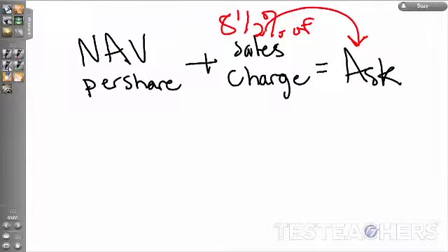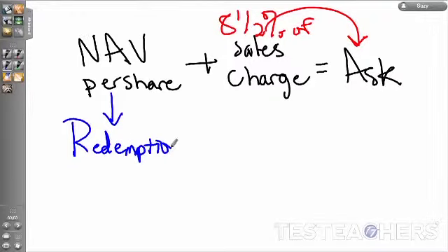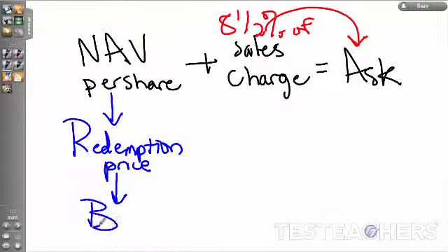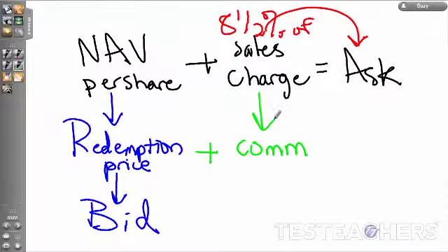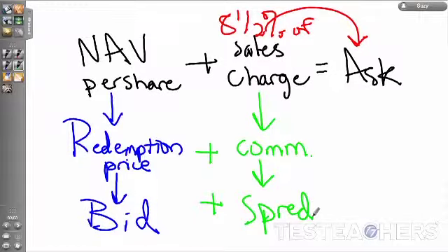The test wants you to feel comfortable that NAV per share is the same as the redemption price. NAV per share is also the same as the fund's bid price. Sometimes they'll call the sales charge a commission: redemption price plus the commission. So sales charge and commission is the same thing. Sometimes they'll call the sales charge the spread. So those are all synonyms.